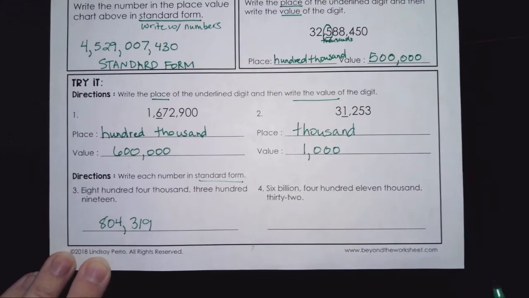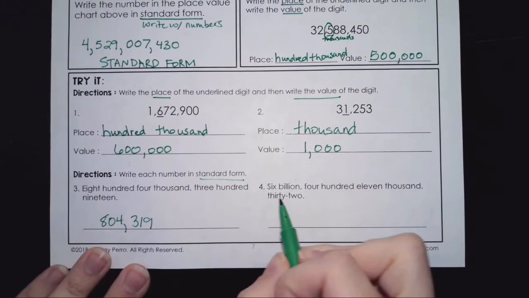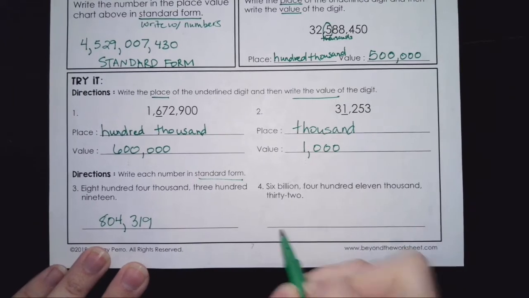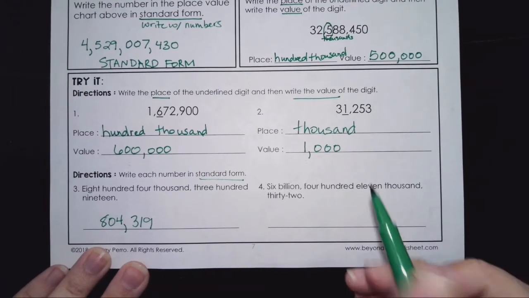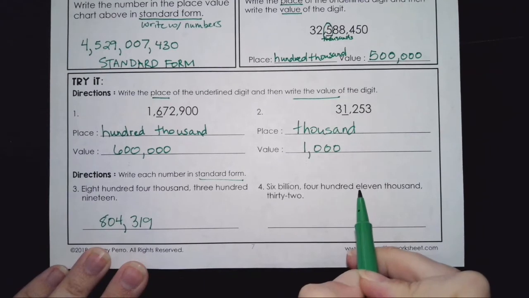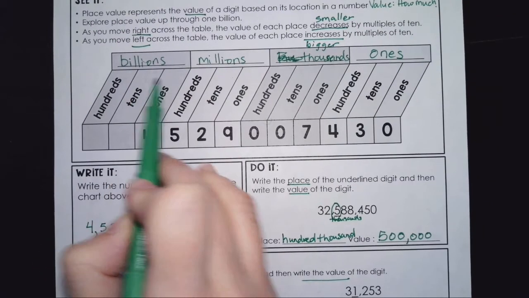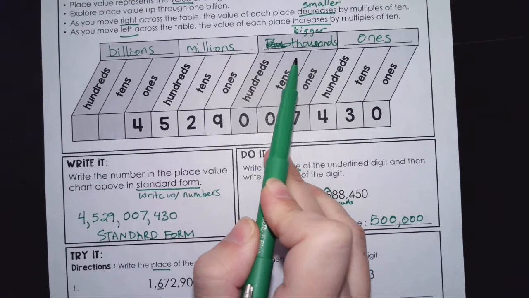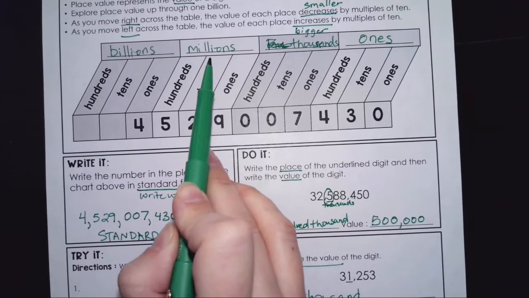Then on this one we have 6,411,032. Now notice that I read the whole thing before I started writing it down. That's because sometimes you'll have a number with a gap in between. So it won't follow straight from billions, millions, thousands to ones. It may skip from billions to thousands. And then, what do you do about the middle?